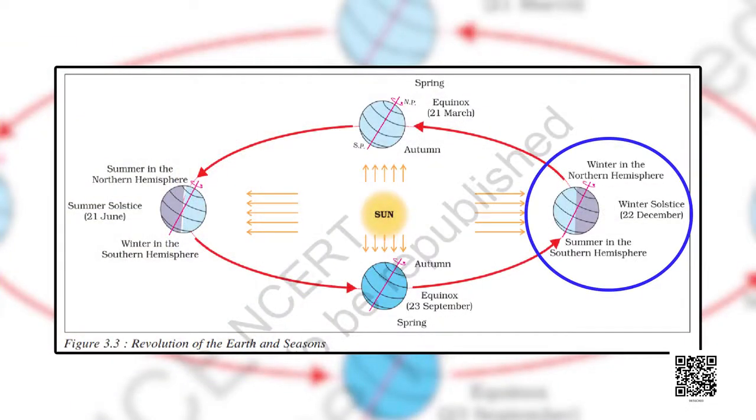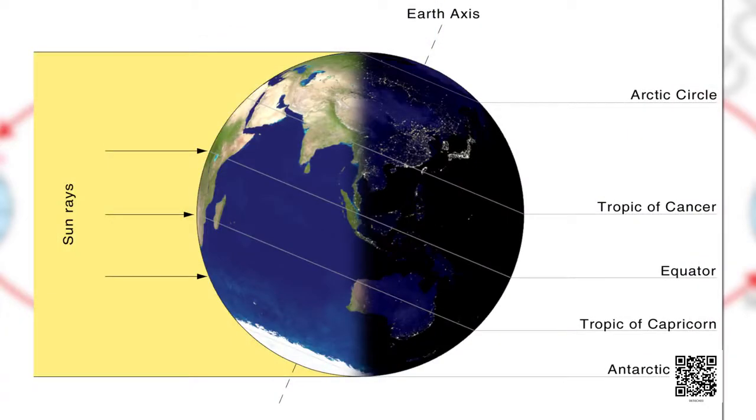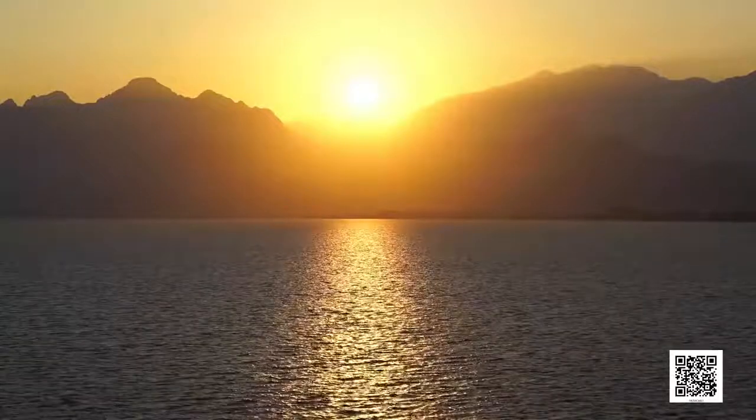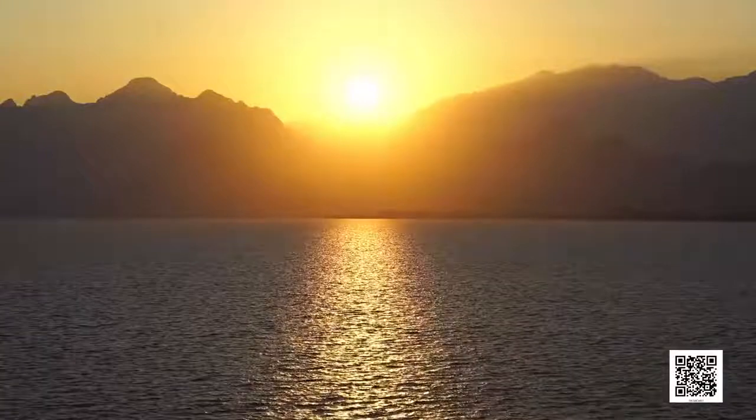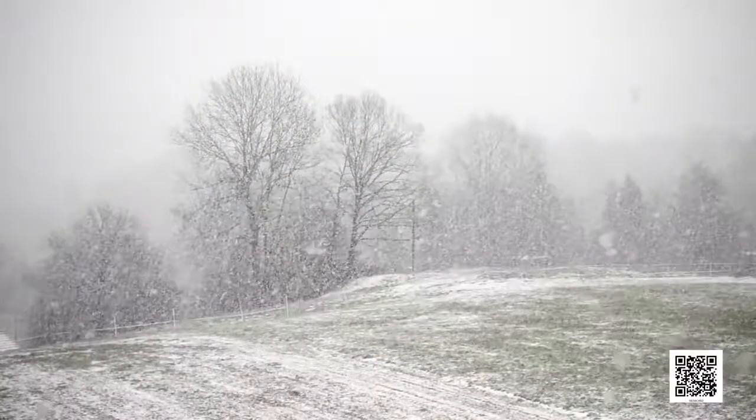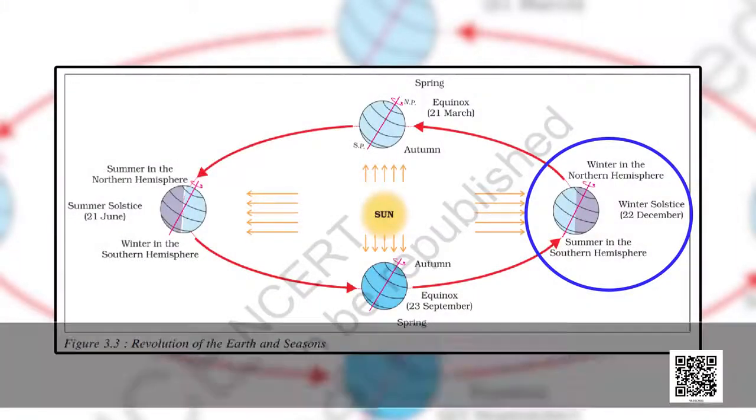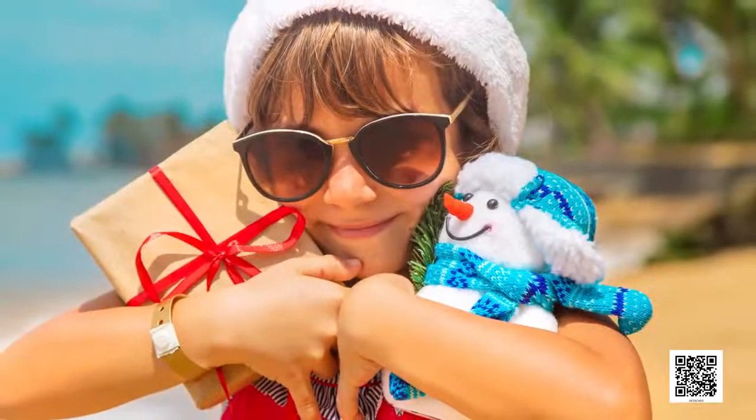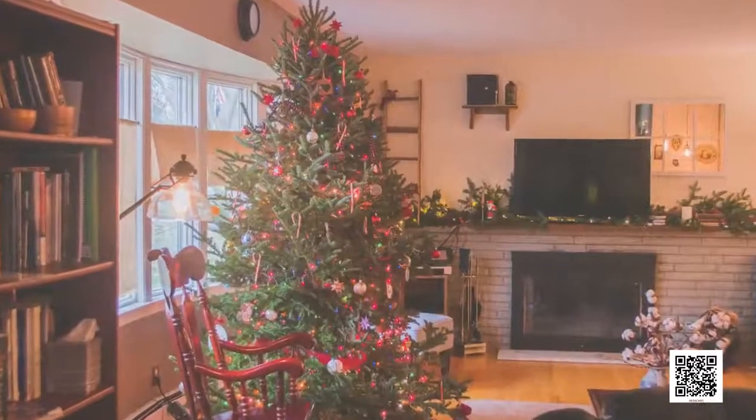On 22nd December, the Tropic of Capricorn receives direct rays of the sun as the South Pole tilts towards it. As the sun's rays fall vertically at the Tropic of Capricorn, 23.5 degrees south, a large portion of the southern hemisphere gets light. Therefore, it is summer in the southern hemisphere with longer days and shorter nights. The reverse happens in the northern hemisphere. This position of the earth is called the winter solstice. Do you know that Christmas is celebrated in Australia in the summer season?